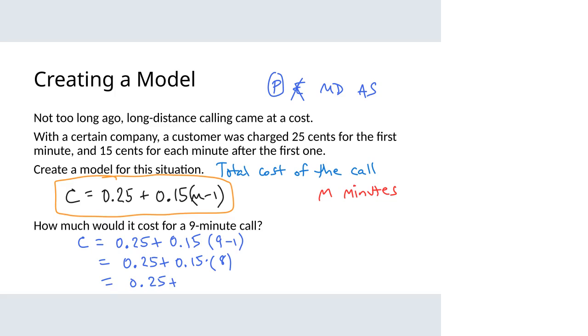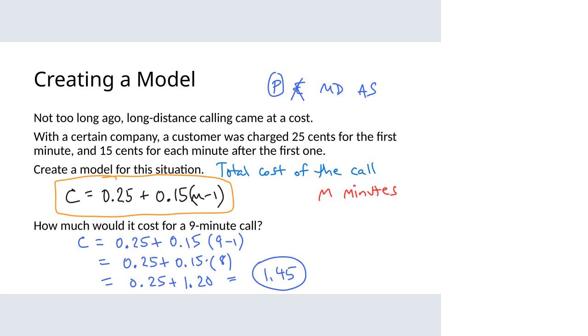Let's see. 0.15 times 8 is 1.2. You could do $1.20 if you wanted to. If you're thinking of money, you could do that. That'd be all right. And then we need to add. $1.20 plus 25 cents is $1.45.